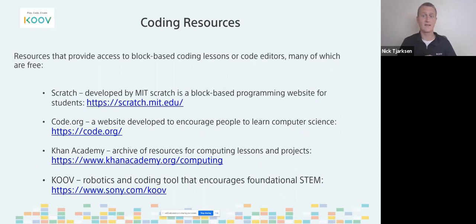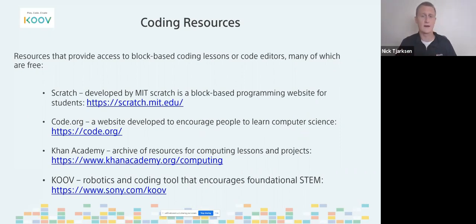Code.org is a website that is developed to encourage people to pursue computer science. So there are some cool coding things and block-based coding lessons and programs in there that you can poke around. Khan Academy kind of falls in that same area as code.org. It's really just an archive of resources for computer lessons or projects or all sorts of cool STEM ideas, many of which include block-based coding, obviously.